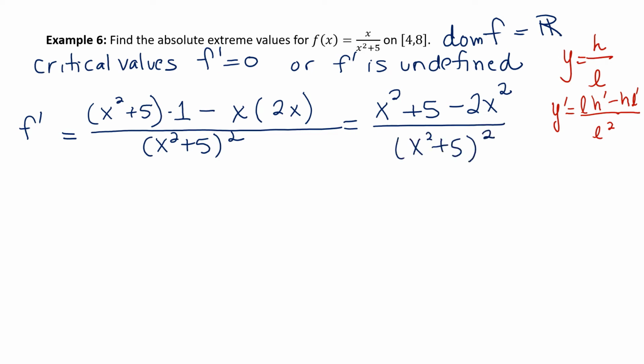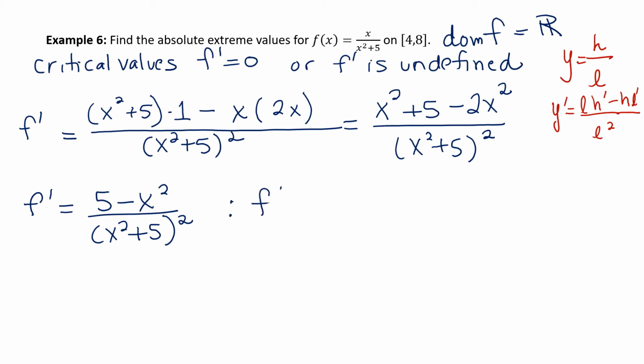plus 5 squared. Simplified a little bit, and the numerator can be expressed as 5 minus x squared divided by the quantity x squared plus 5 squared. In order to have a fraction equal 0, the numerator has to equal 0. That is, we want the numerator to equal 0.